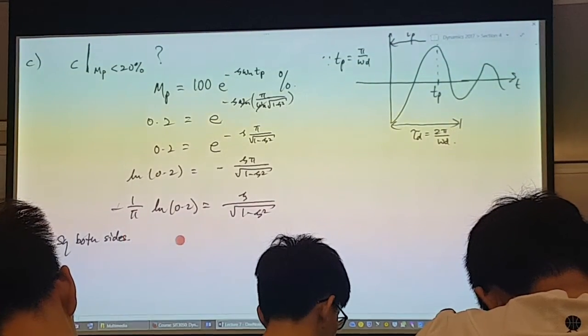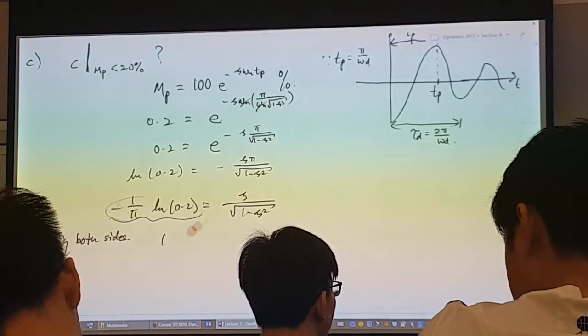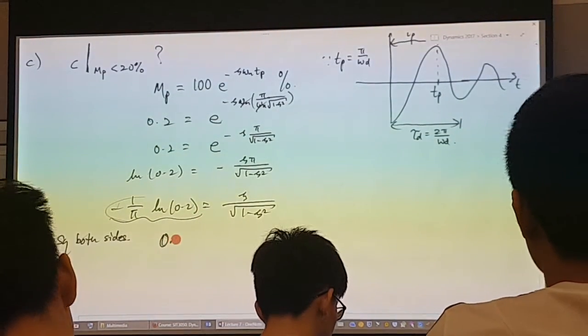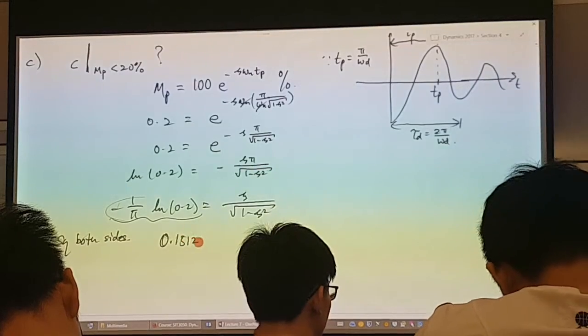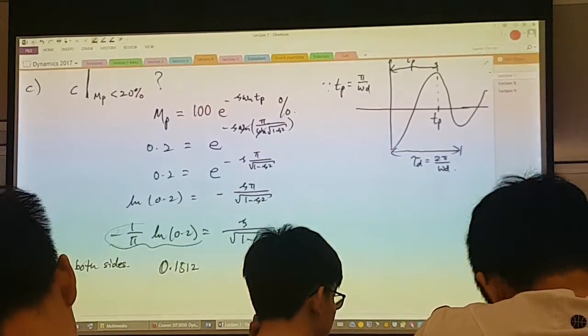In order to square both sides, this whole calculation over here, this whole thing is actually 0.5123.